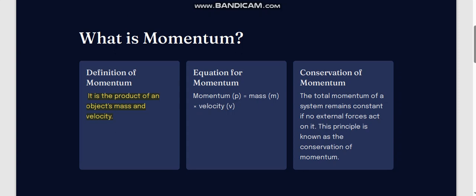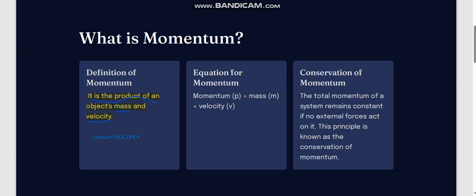And guys, take note that the word product simply means you are going to be multiplying. Mathematically, product simply means you multiply. If you want the product of two things, you multiply those two things. So for momentum, as it is a product of an object's mass and velocity, it means you take the mass and multiply it with the velocity. That's what momentum is.